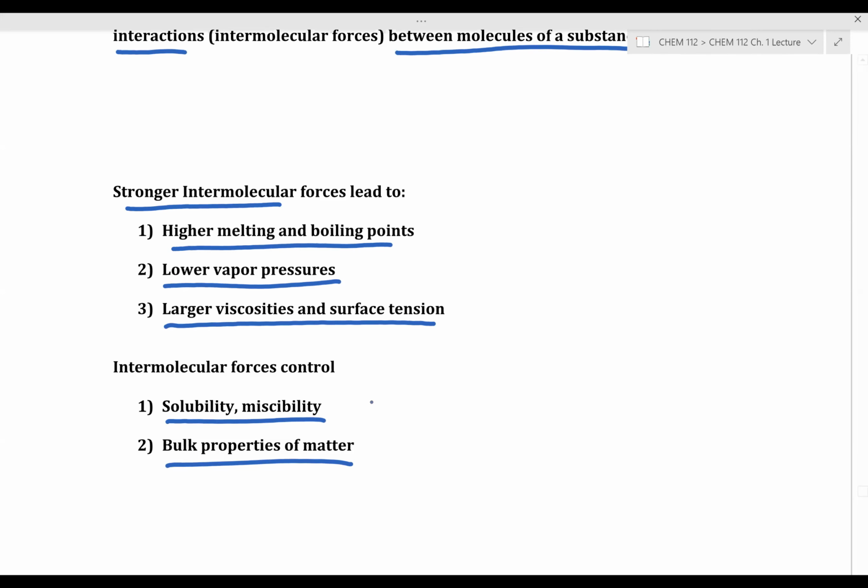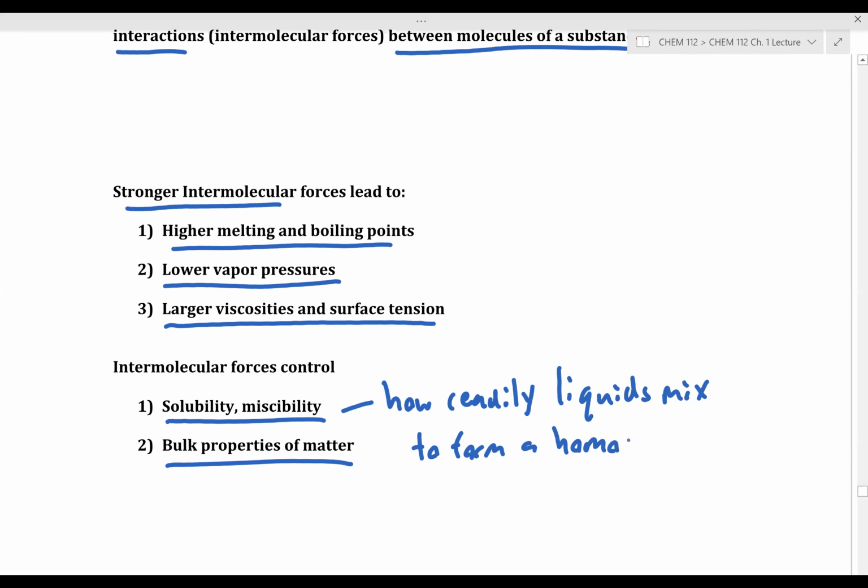Miscibility is mixability. So miscibility is how readily liquids mix to form a homogeneous solution. It's like the idea that alcohol and water mix in certain ratios, and once you have too much of one component, they no longer mix efficiently.